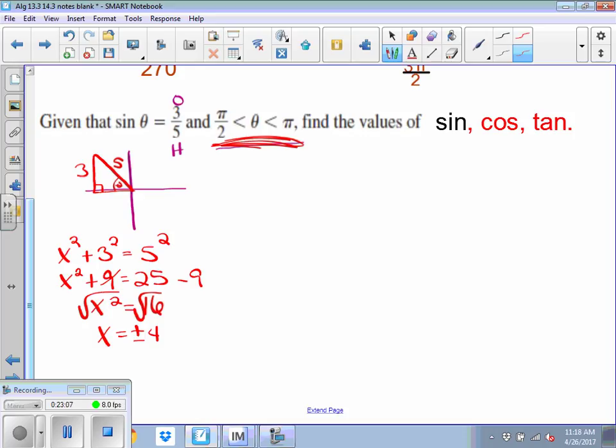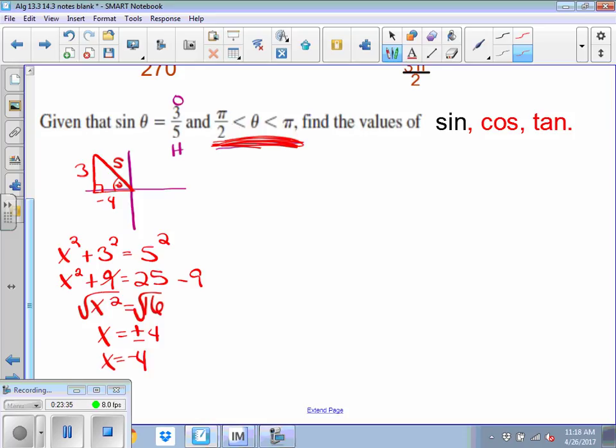What does it have to be? It has to be negative 4 because this is negative, because we're in this quadrant. Do you see why it matters? This information right here matters a lot. You can't do this problem without knowing what quadrant that's in. Okay? So x equals negative 4.